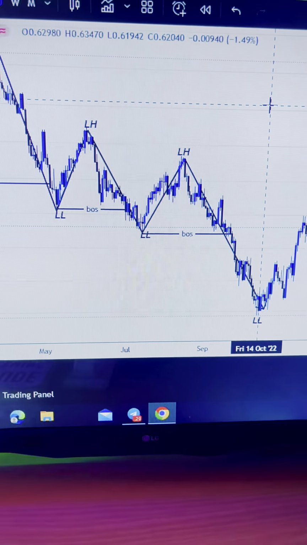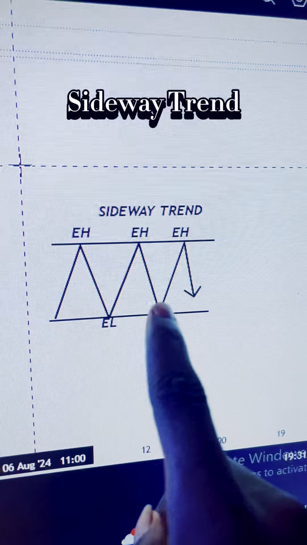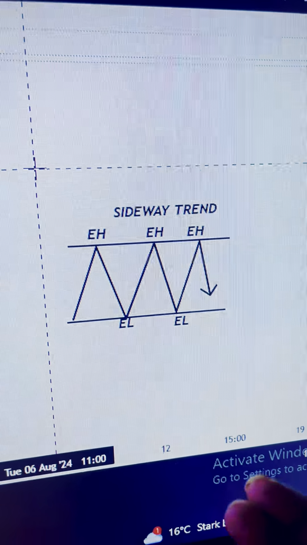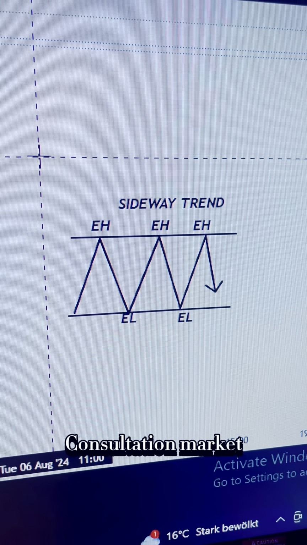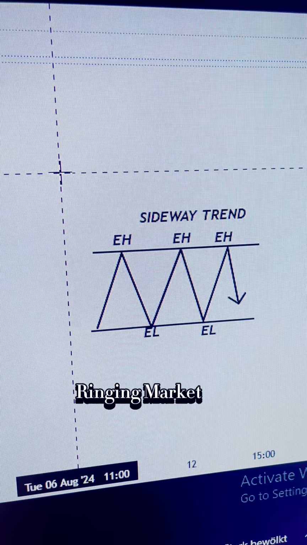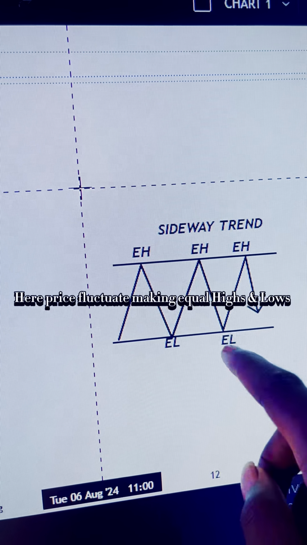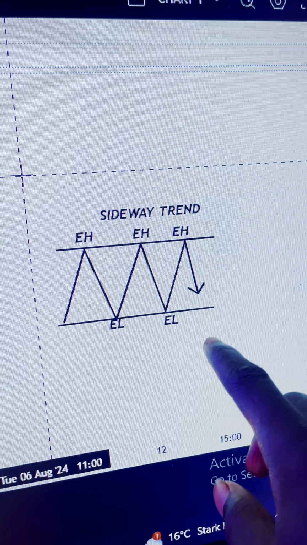Okay, so let's go to the third one. We also have the sideways trend, right? So the last is the sideways trend. Now the sideways trend is a little bit different. When it comes to the sideways trend, some people call it the consolidation market, they call it the ranging market, and so on. This is simply because price is just at the range. Price starts consolidating up and down. So price making equal highs, equal lows, equal highs, equal lows. When it is ranging like this, at some point you see price will either break down or go up.